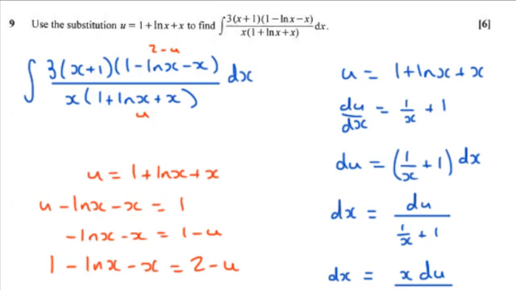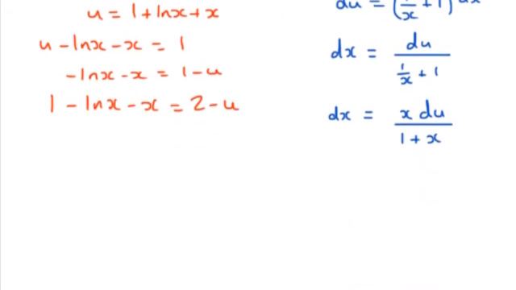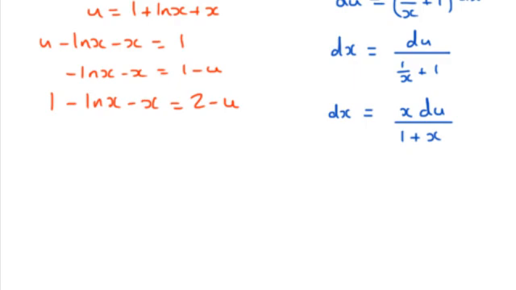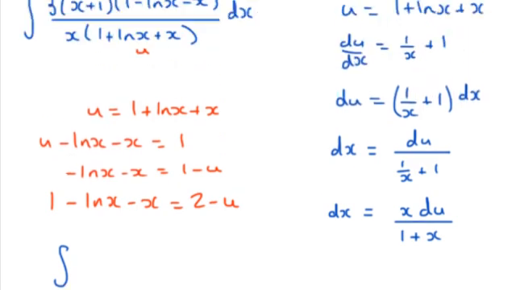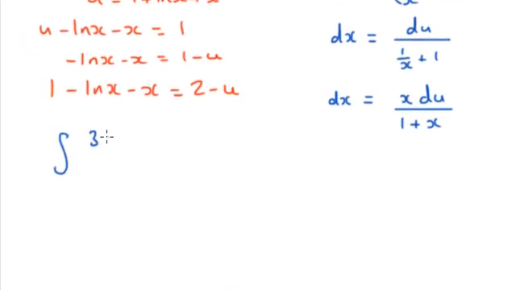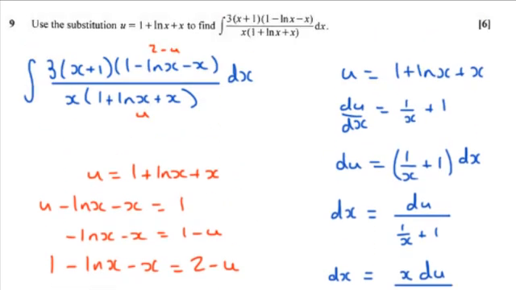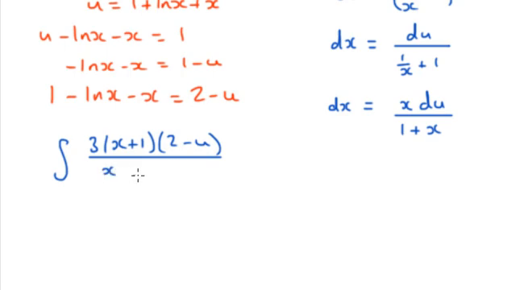So we've got loads of things we can substitute in now. So we can now rewrite the question as, what have we got? We've got 3, and I'm going to leave that bracket as it is, and you'll see why in a second. 3x plus 1 times 2 take u, which we've just swapped it in for, over x, which I'm also going to leave, times u. Times by dx, but we're not going to write dx, we're going to write x du over 1 plus x.